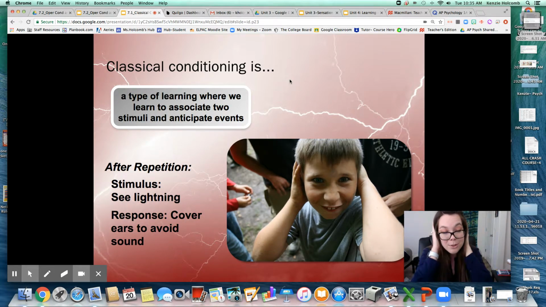Some kids will do this right away, because we associate the two together. Two stimuli over repeated times will slowly have our brains connect the two as being together. So these are the two stimuli that are associated together.